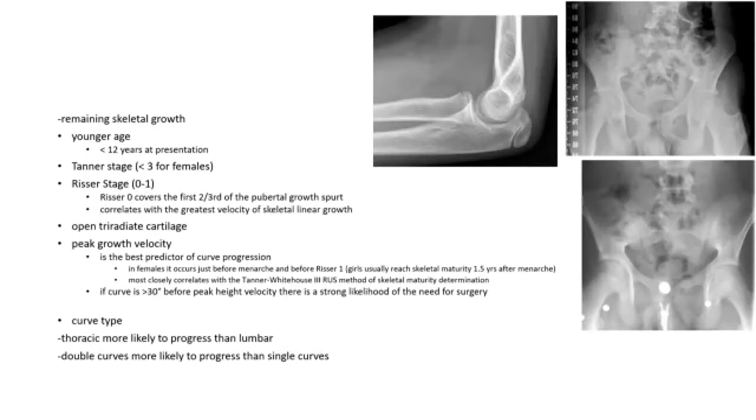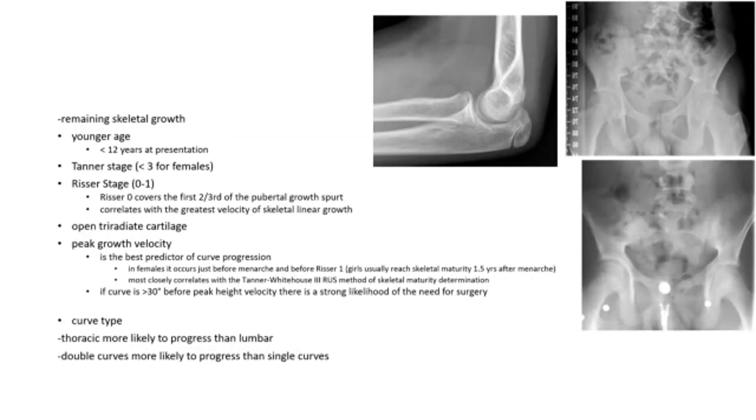Risk factors include also remaining skeletal growth. The younger the age, the more signs that there is still more growth to come, like Risser sign, open triradiate cartilage, the more chance for progression of the curve. And the peak growth velocity, which is one of the best predictors for curve progression, it's for females around menarche.